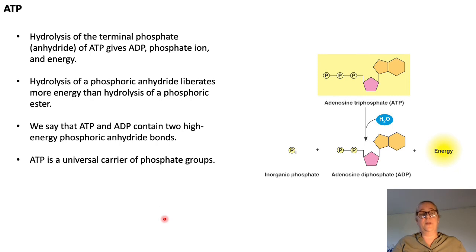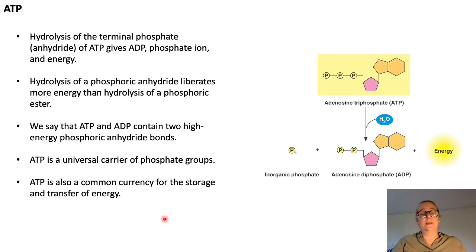ATP is then the universal carrier of phosphate groups and is also a common currency used for storage of energy and also transfer of energy. And the energy generated from this reaction would be about 7.3 kilocalories per mole.